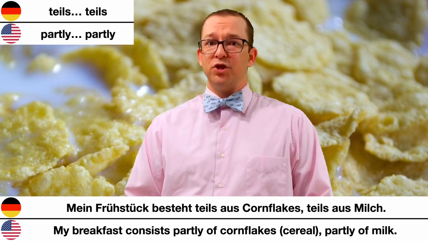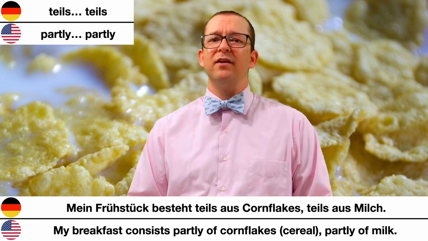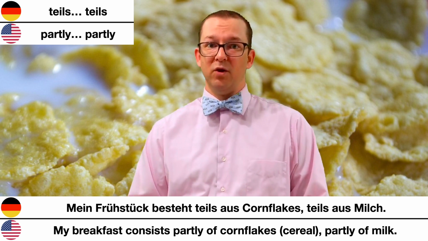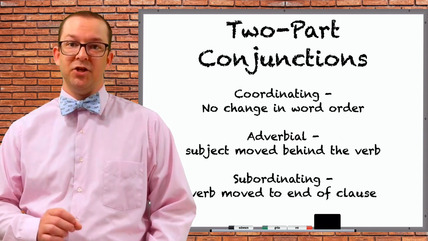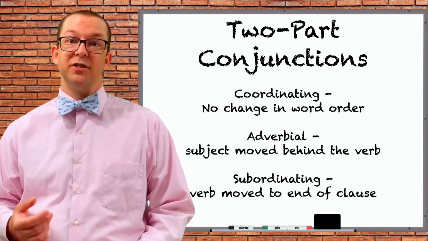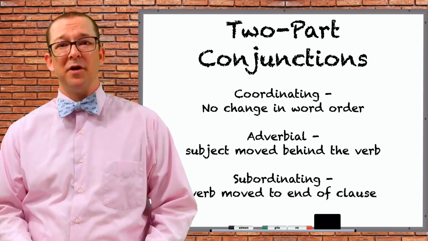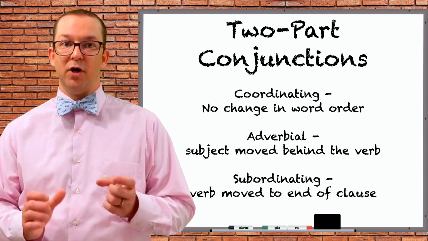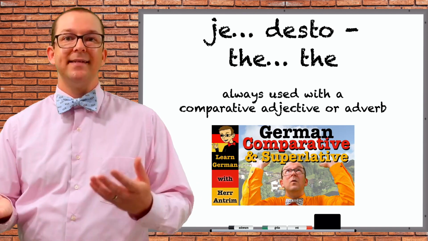Mein Frühstück besteht teils aus Cornflakes, teils aus Milch. My breakfast consists partly of cornflakes, or cereal, partly of milk. All of the conjunctions so far for today have been coordinating conjunctions, meaning that they don't change the word order, or they're adverbial conjunctions, meaning that they move the subject to the other side of the verb. The last few that I want to talk about today are subordinating conjunctions that are split into two parts. The first of these is by far the most common of them, je, desto.